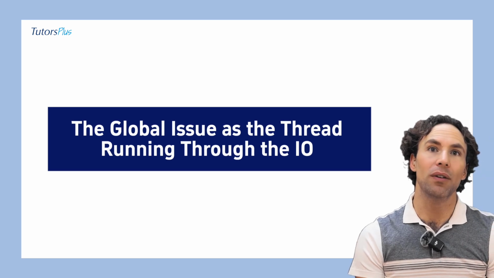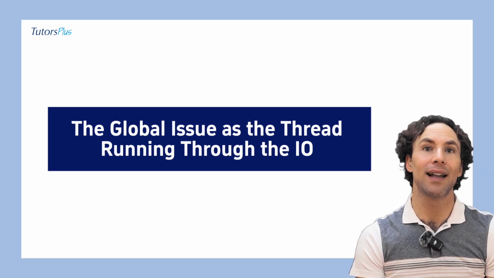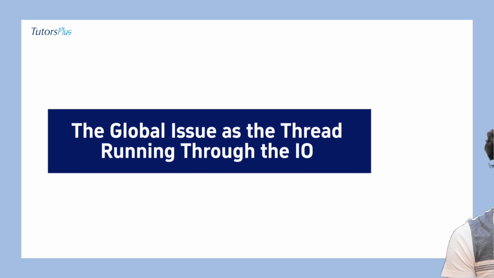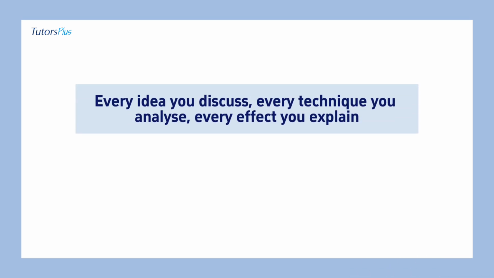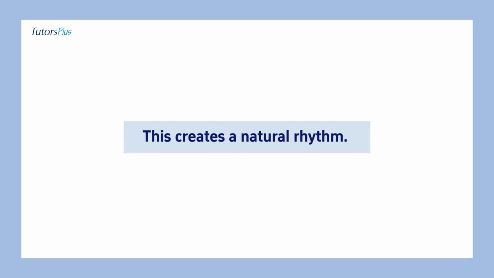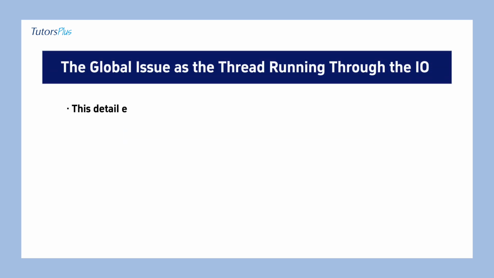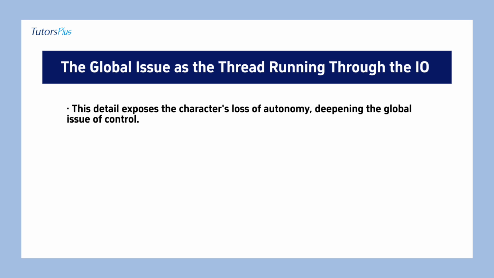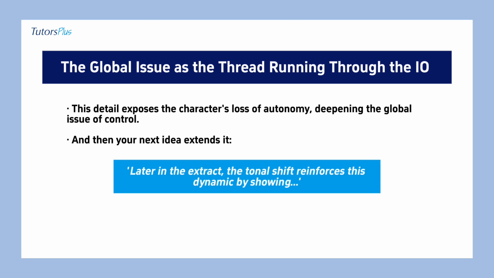And the easiest way to build natural connection is to let the global issue act as a thread that holds everything together. Each idea you discuss, every technique you analyze, every single aspect that you explain, all of it needs to ultimately return to the global issue. And this creates a natural rhythm. For example, this detail exposes the character's loss of autonomy, deepening the global issue of control. And then later, your next idea extends it. Later in the extract, the tonal shift reinforces this dynamic by showing, and so on. And you see it's constantly firstly mentioning the global issue and then joining from it.